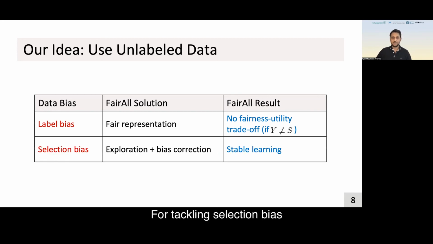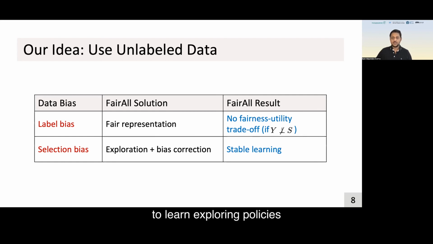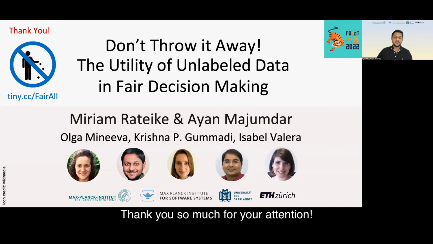For tackling selection bias, we follow a similar approach to the prior work. That is, we also utilize exploration along with bias correction. However, we show how we can use the unlabeled data to learn exploring policies without the instability suffered by the prior approach.